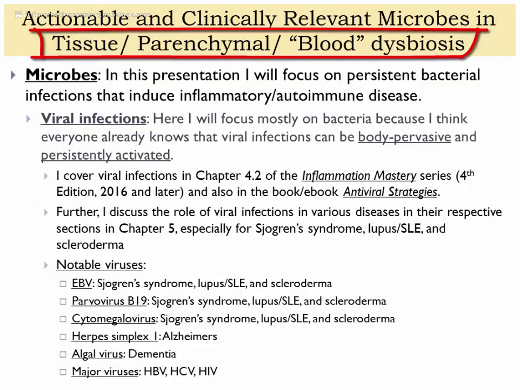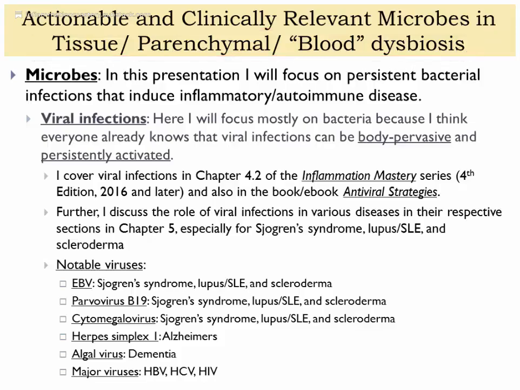So, of course, what I want to focus on here are the areas that are most actionable and most clinically relevant. So we're going to look at specific microbes as relevant to this topic of tissue, parenchymal, or blood dysbiosis. Again, what I'm trying to avoid is too much theory, because a lot of articles and a lot of blogs, a lot of information you can read on the internet has theory, but it doesn't have specificity, and it certainly doesn't have peer-reviewed application.